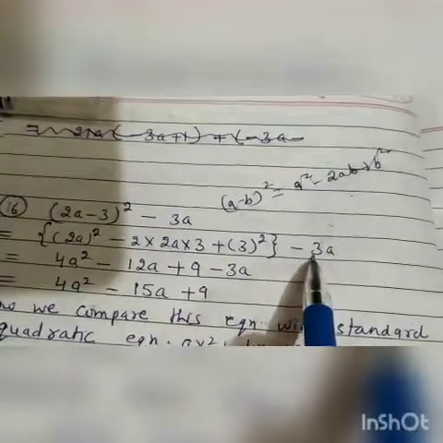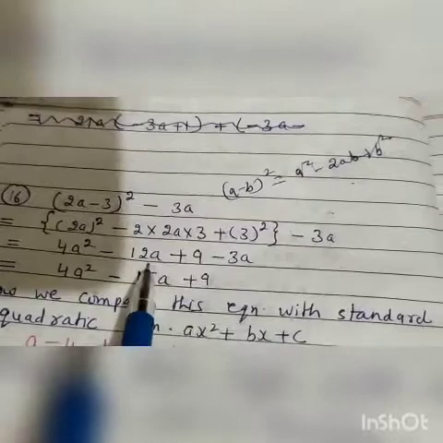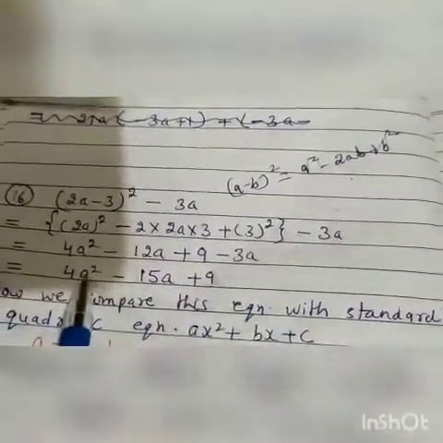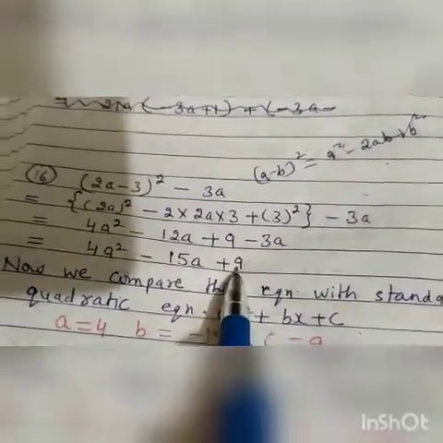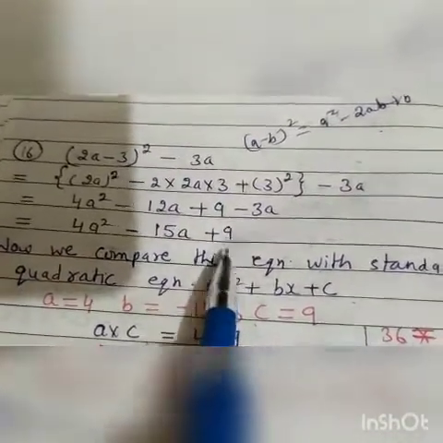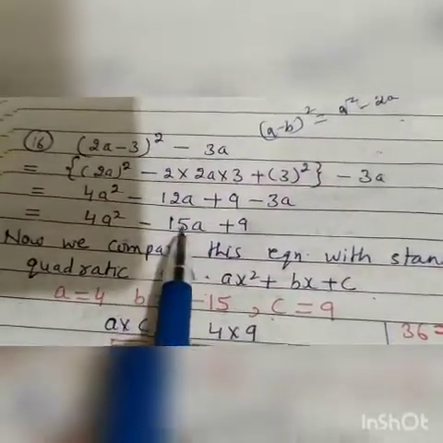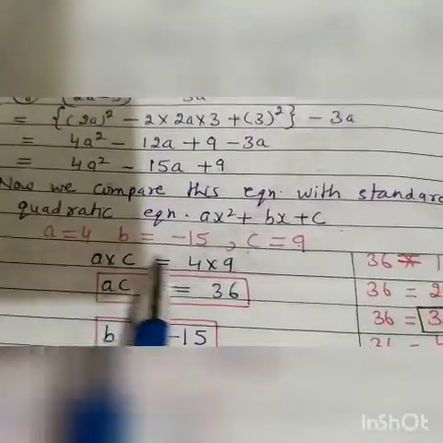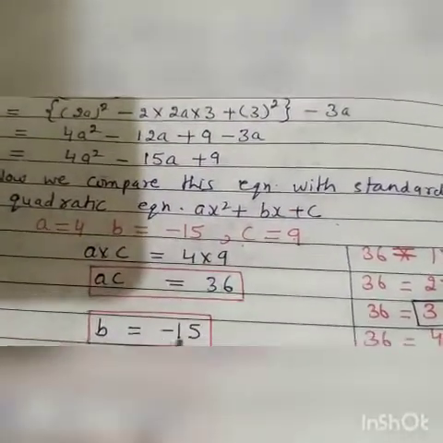This minus 3a will be written as it is. Now it is 4a square minus 2 2s are 4, 4 3s are 12a, plus 3 square is plus 9, then minus 3a. 4a square minus 12a minus 3a, minus 15a plus 9. Now we will compare this equation again with the standard quadratic equation ax square plus bx plus c. We get a is equal to 4, b is equal to minus 15, c is equal to 9. Now a into c, 4 into 9. The value of ac is equal to 36 and the value of b is equal to minus 15.